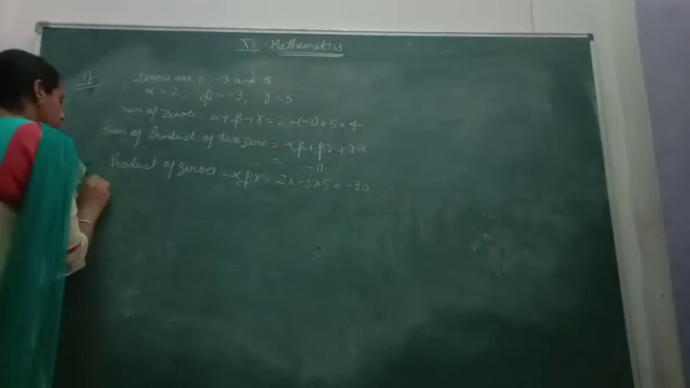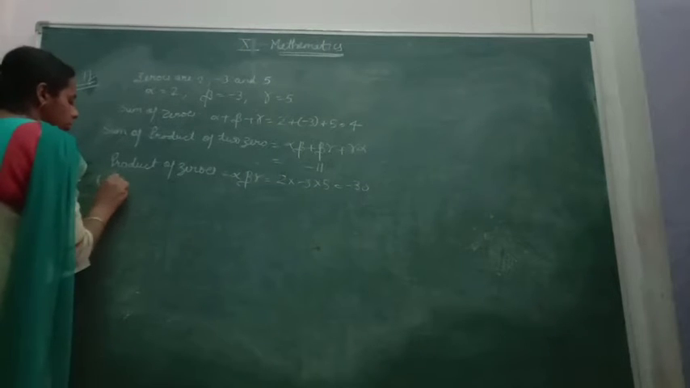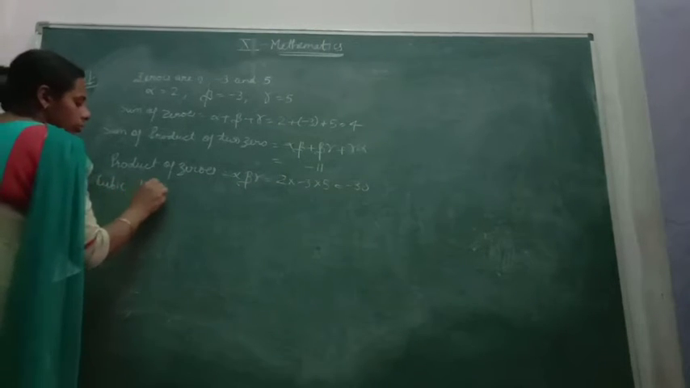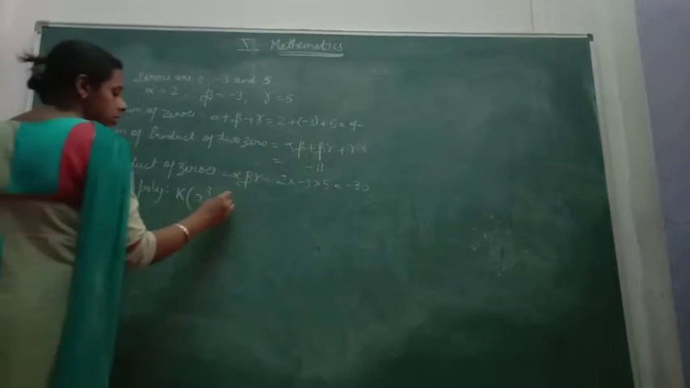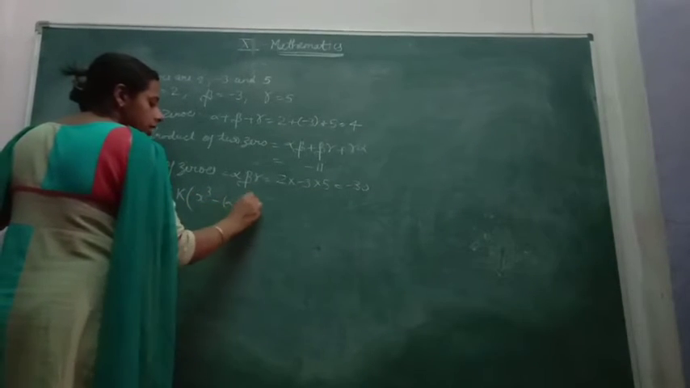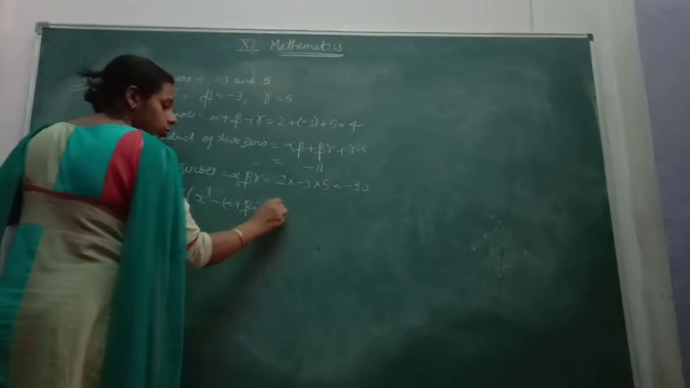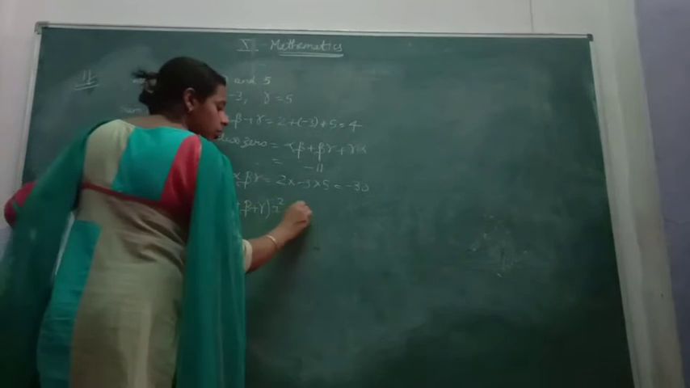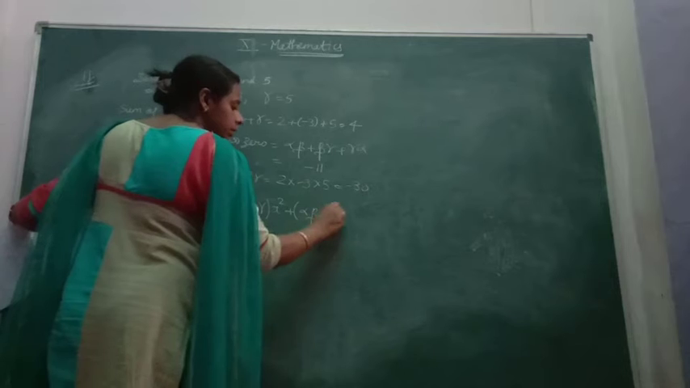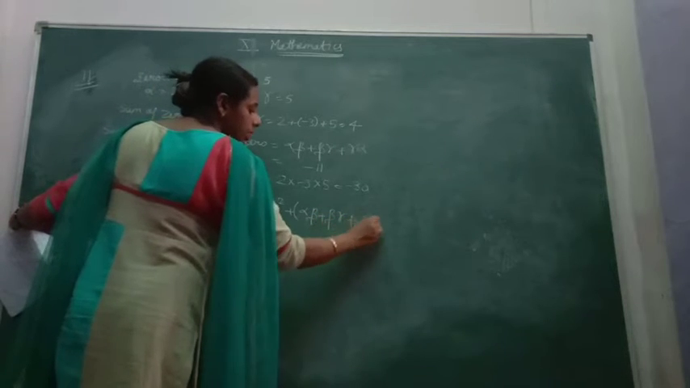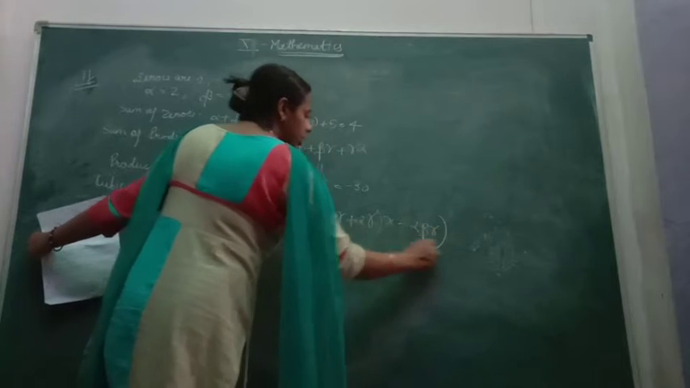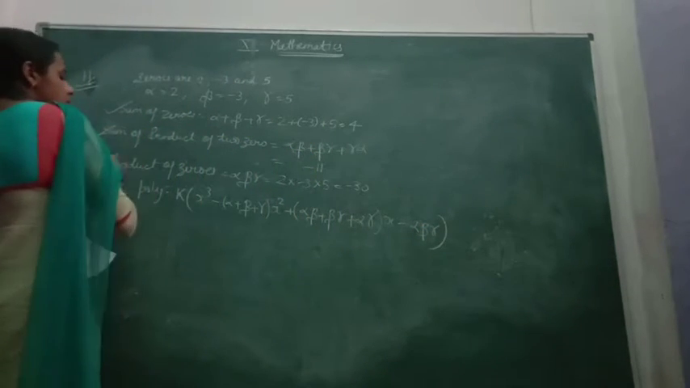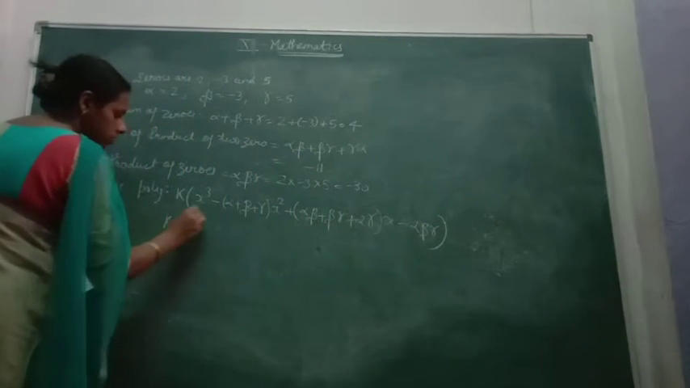And what will be the formula to form a cubic polynomial? For a cubic polynomial, you will have the formula k times x cube minus the sum of the zeros, that is alpha plus beta plus gamma, into x square, plus the sum of the product of two zeros, alpha beta plus beta gamma plus gamma alpha, into x, minus alpha beta gamma. Put all these three values in this formula.